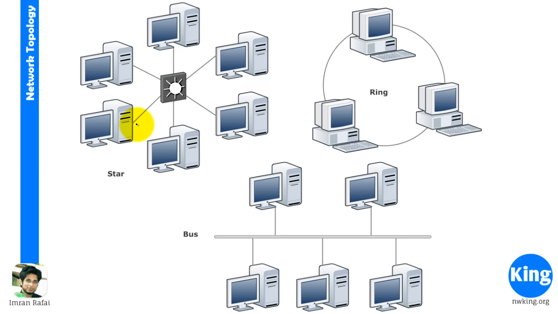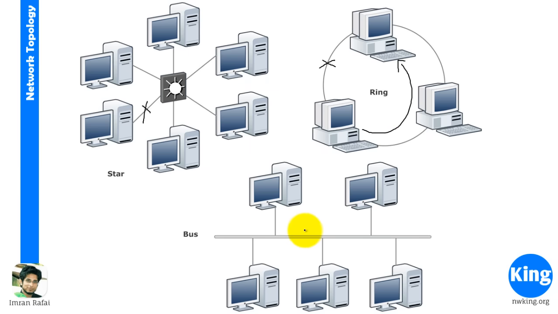Now, for instance, star. How does star work? Star is where all the computers or devices are connected to a central switch or a connecting device. Now, if this line goes down, it doesn't affect everybody else. Only this guy goes off the network. So in ring, for instance, every computer is connected to each other. So if this guy goes down, the communication between these two devices can still happen through this way, right? So that's how this works.